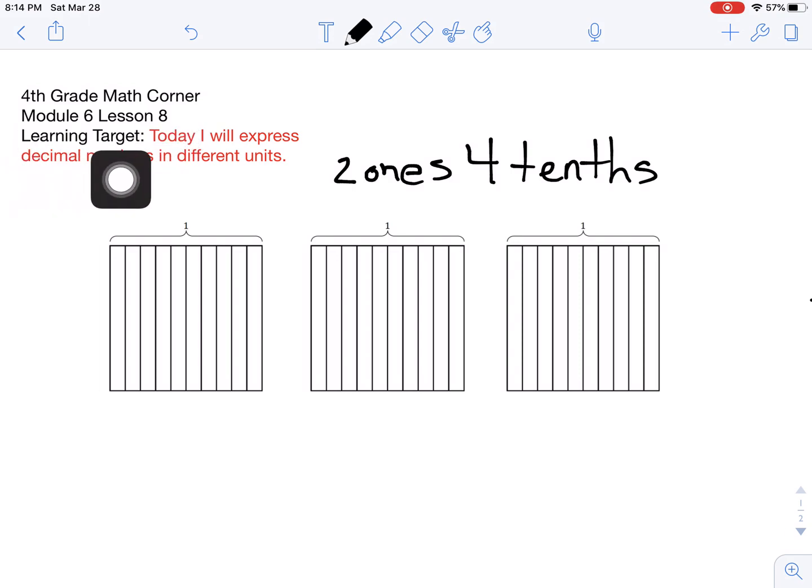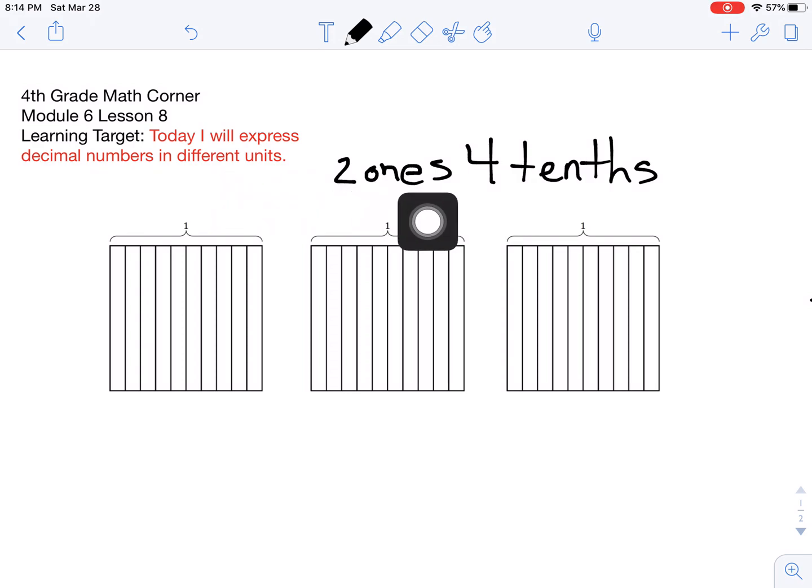The learning target for this lesson is: today I will express decimal numbers in different units. Remember, units are different ways to express or different units of measure. In decimals, it's like a place value chart, so we use the places as our units.